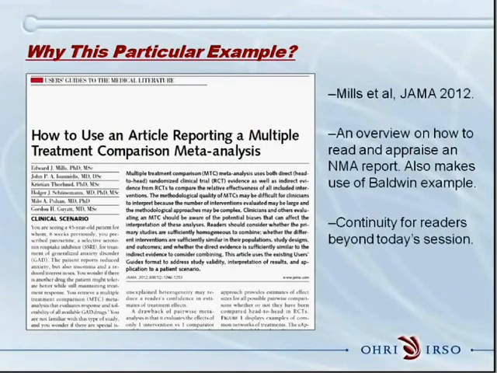The reason I am using this example, I will just mention this quickly for folks. For those who are going to continue on reading about networks in the near future, there's a paper by Ed Mills and colleagues published in JAMA from 2012. It's an overview of how to use network meta-analysis literature. So it's sort of a how-to-read article and how to appraise. They also make use of the Baldwin example. So in terms of continuity, it might be extremely helpful for folks to see the example once today, and then when they move on to that paper, be able to jump into something that's familiar.